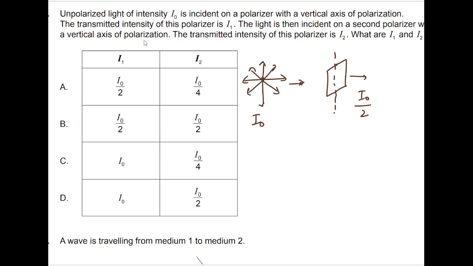Then they say there is a second polarizer, which again has a vertical axis of polarization. So again the same kind of polarizer with vertical axis. There will be no change in the intensity as the axis is the same. So the intensity coming out of the second one is also I naught by 2. So this is I1, this is I2 as per them. Both are I naught by 2. So the correct option is B.